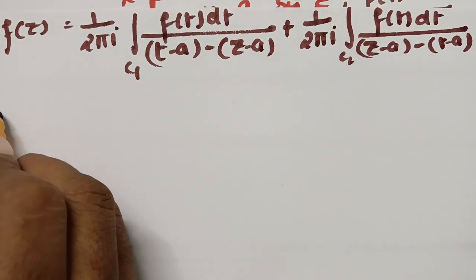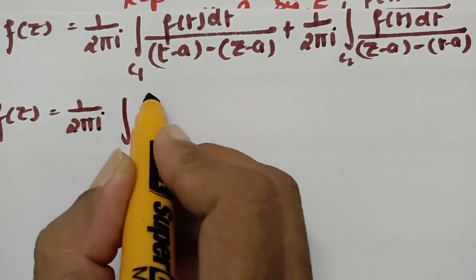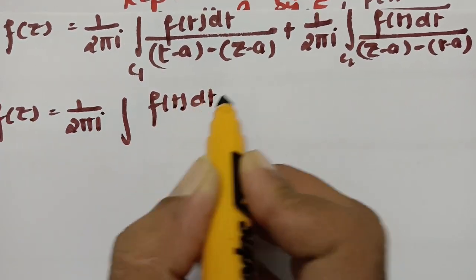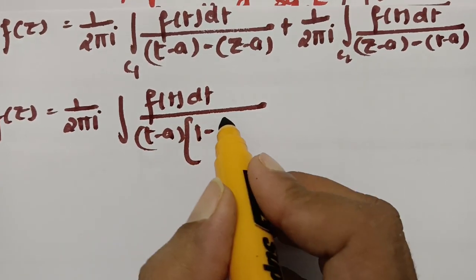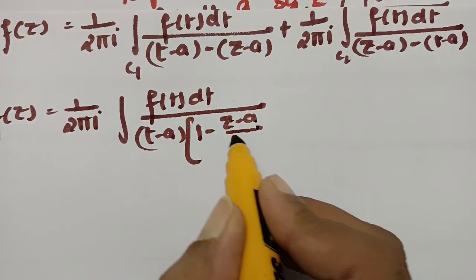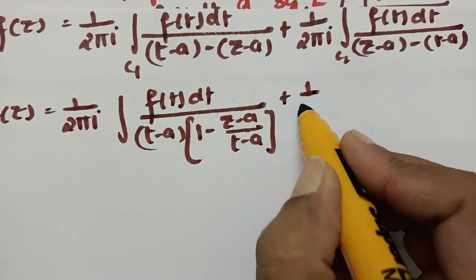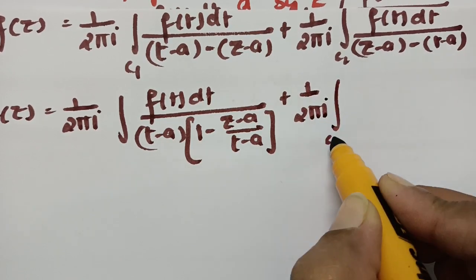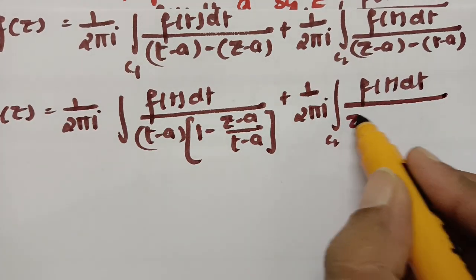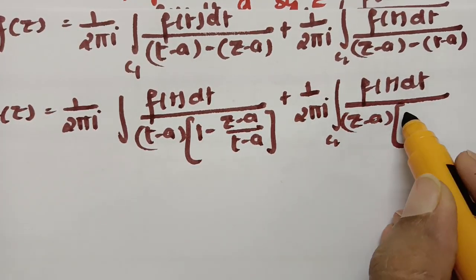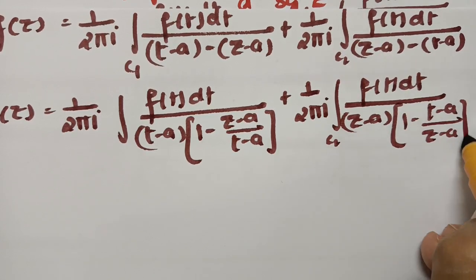Next step is f of z is equal to 1 by 2 pi i integral f of t dt by, if I have taken t minus a common, this will be 1 minus z minus a by t minus a. Clear? And here also, this is 1 by 2 pi i integral c2, f of t dt by, if I have taken z minus a common from the second integral, this will be 1 minus t minus a by z minus a.